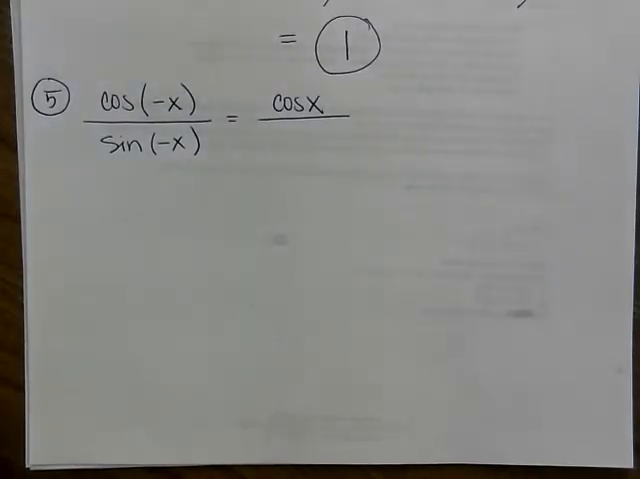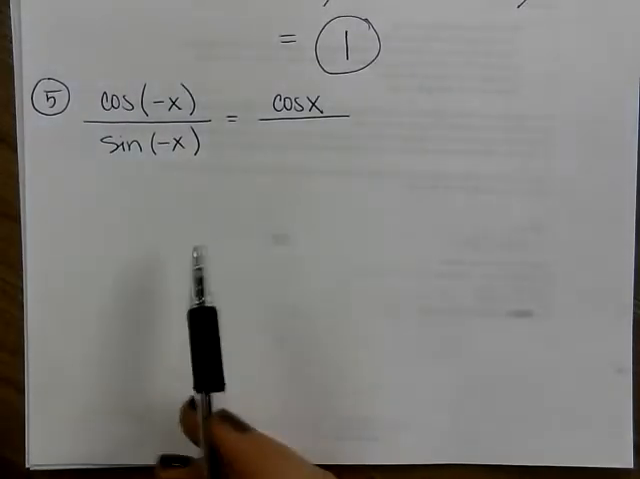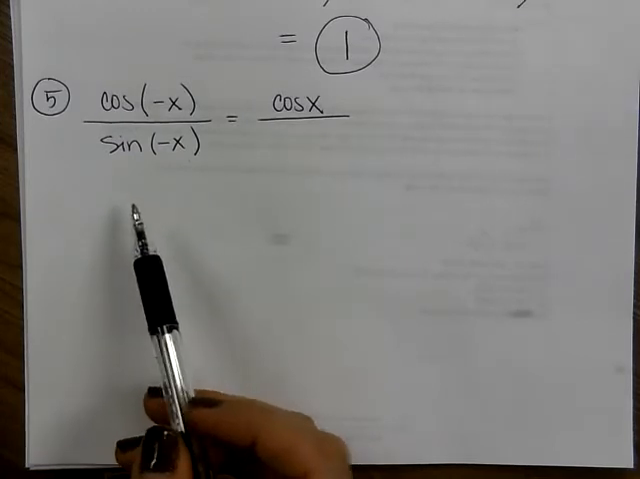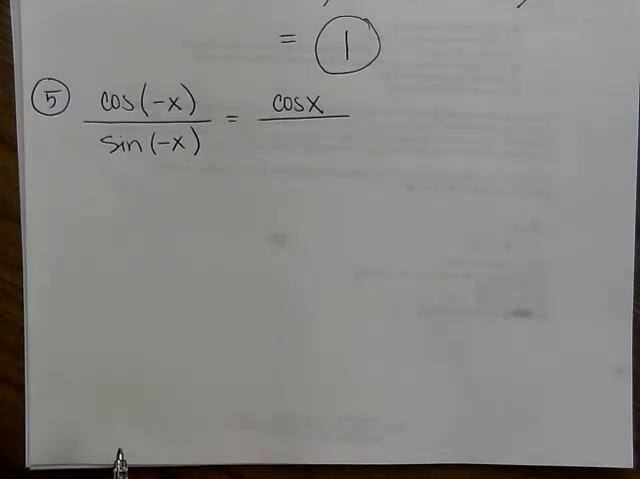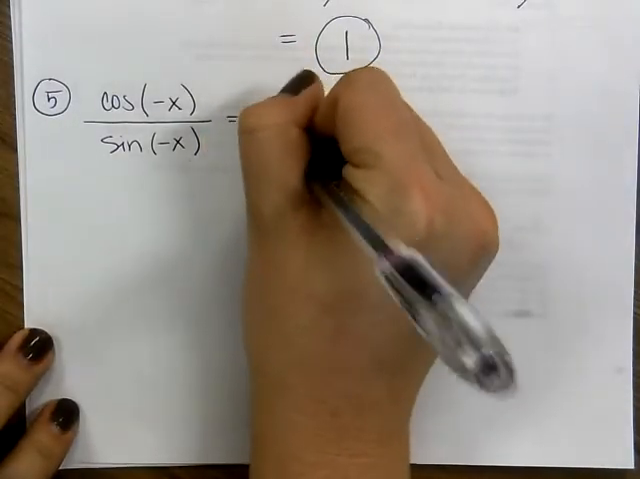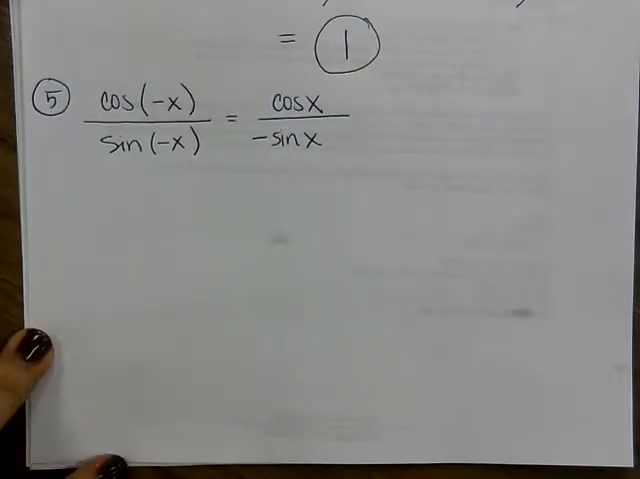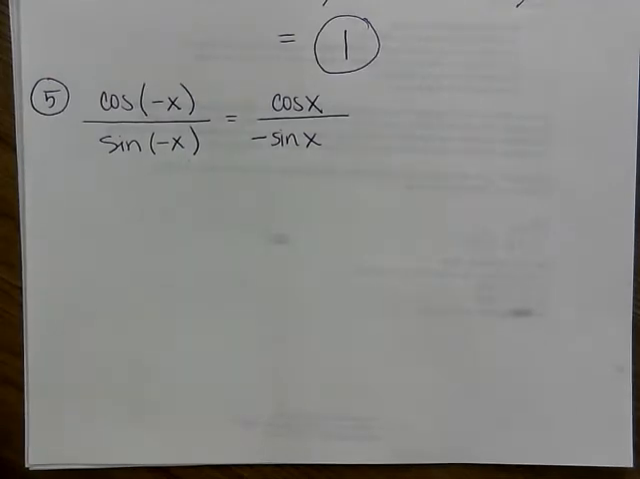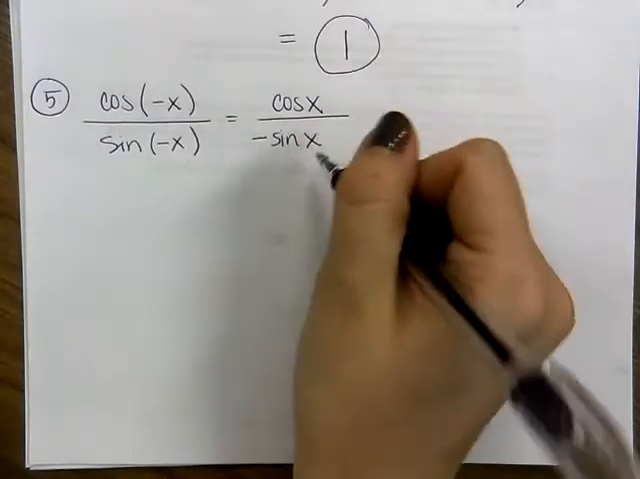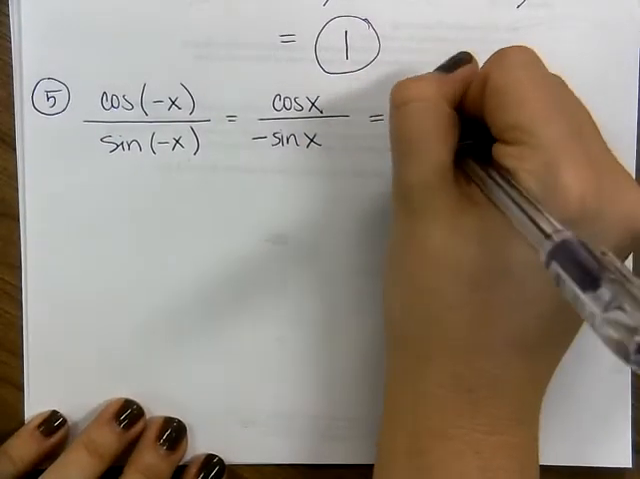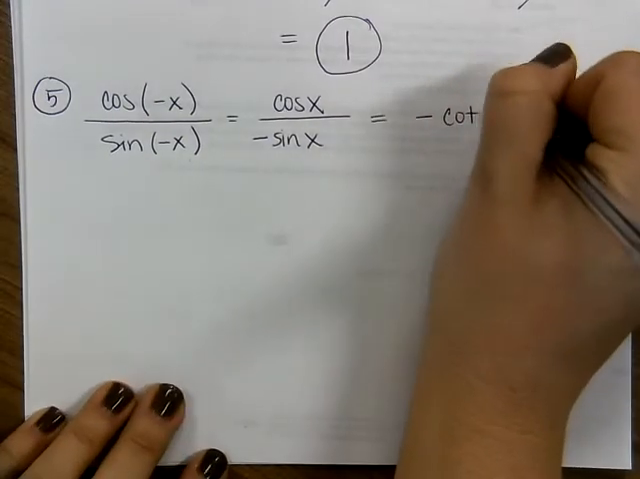Now, even and odd functions are still going to come into play. Sine is an odd function. What does that mean? It means that it changes signs. So that means that this is really like a negative sine of x. And now, Joey, you can apply cotangent because cosine over sine is cotangent, so I have a negative cotangent of x.